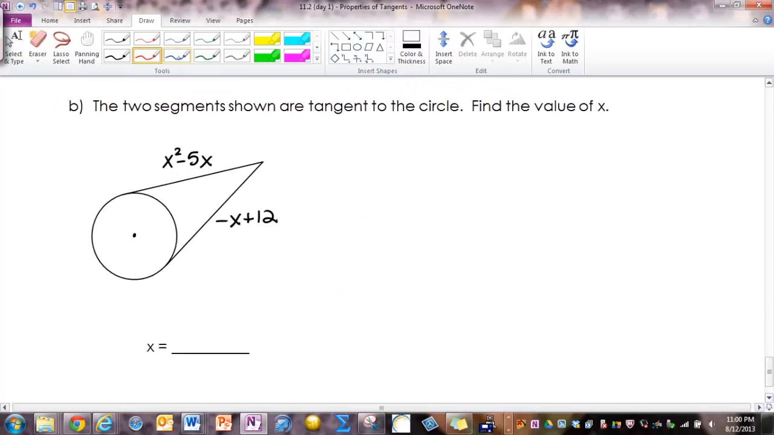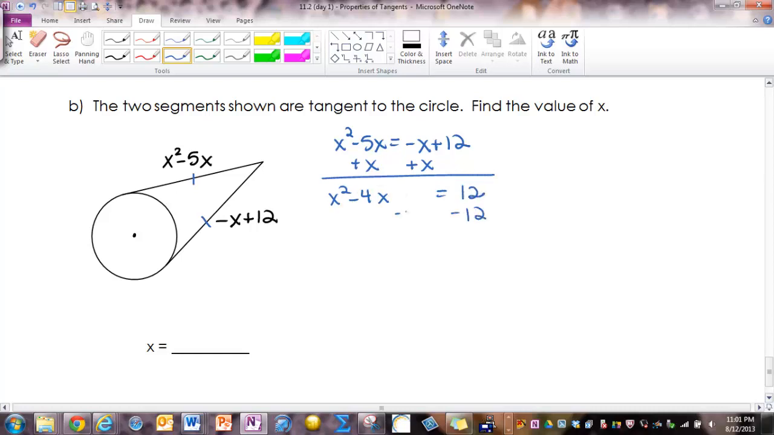Now using the same procedure, we also know that the x squared minus 5x tangent is going to be congruent to the negative x plus 12 tangent. So I'm going to mark those congruent to each other, and then I set up my algebra problem. I get x squared minus 5x equals negative x plus 12. Then I'm going to bring everything over to one side of the equal sign. So I'm going to add x to both sides. That gives me x squared minus 4x equals 12. Then I subtract 12 from both sides. That gives me x squared minus 4x minus 12 equals 0.